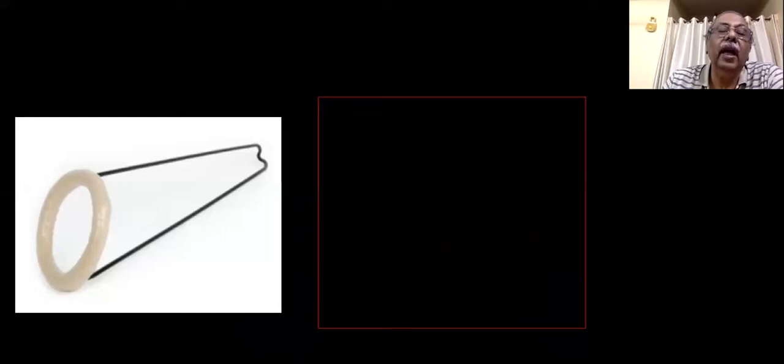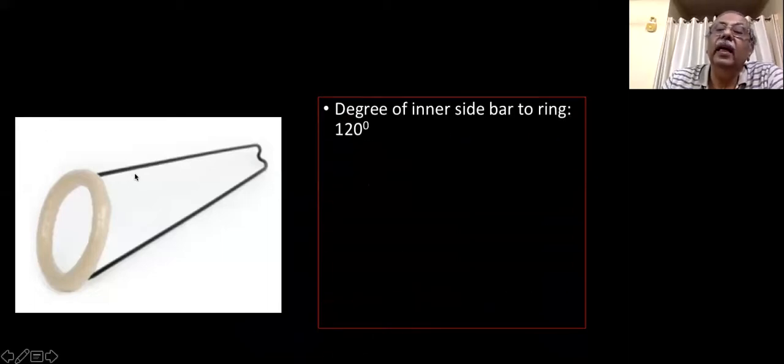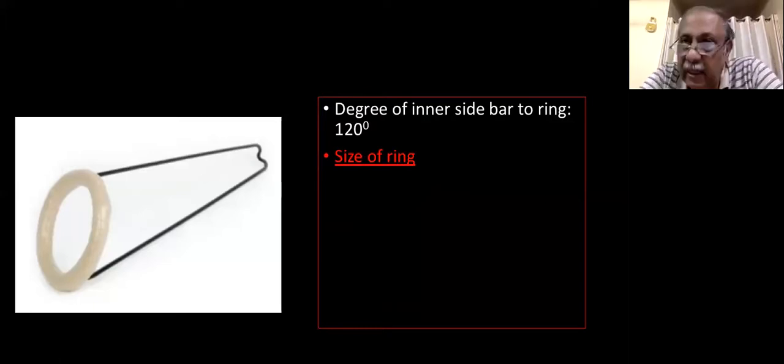Then the other questions that may be asked are: the degree of the inner side bar to the ring, that is this angle, is 120 degrees. Then how will you measure the size of the ring? Suppose a patient comes to the casualty and you are sitting in the casualty, a fracture shaft of femur comes and you have decided to immobilize the fracture in a Thomas splint.